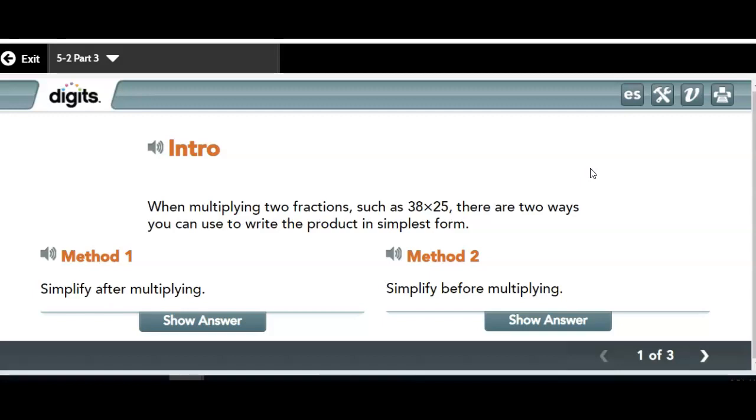We are in part 3 of 5-2. It is the guided notes from yesterday. Part 3. This problem should read 3/8 times 2/5. Go ahead and solve this problem using what we did yesterday. We're in yesterday's guided notes.